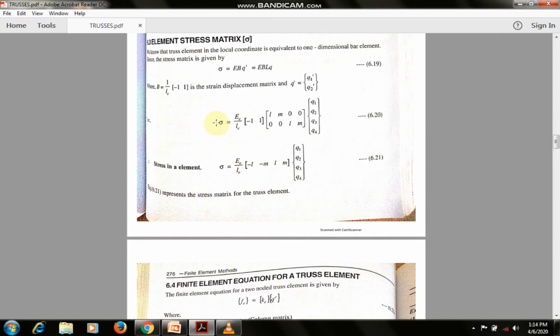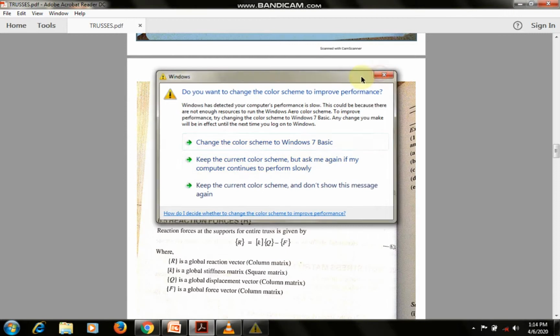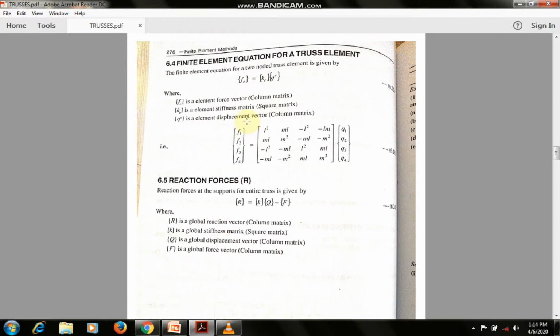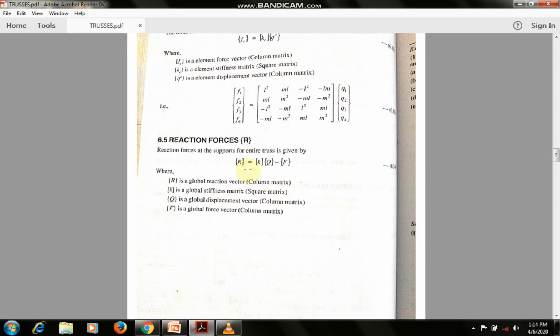Now remember this is the formula to find the stress in the element. This is the main formula. Make a note of this one. Similarly, we will be remembering the equilibrium equation, k into q equals F. The same thing here, and also the formula for the reaction force.